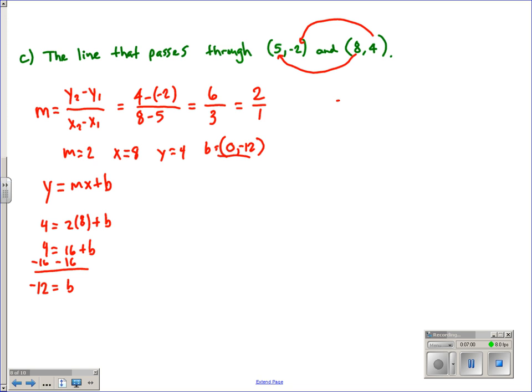So once again, slope is 2, y-intercept is 0, negative 12.